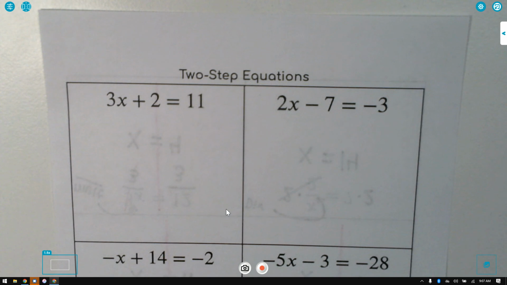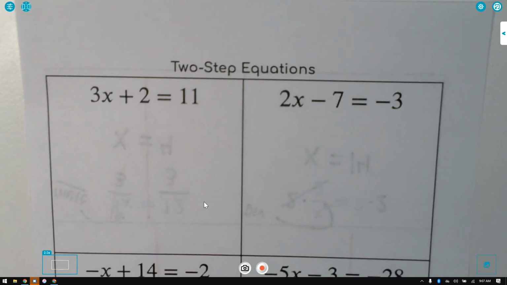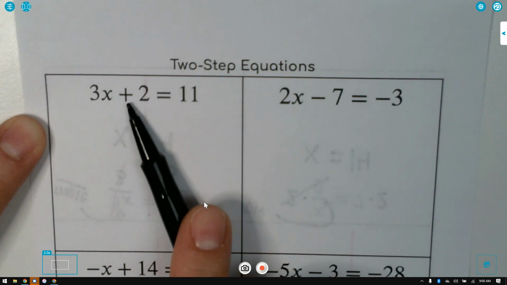Okay, so we only are going to look at 2-step equations that are set up like this for today. Ones that are multiplication and then addition or subtraction.